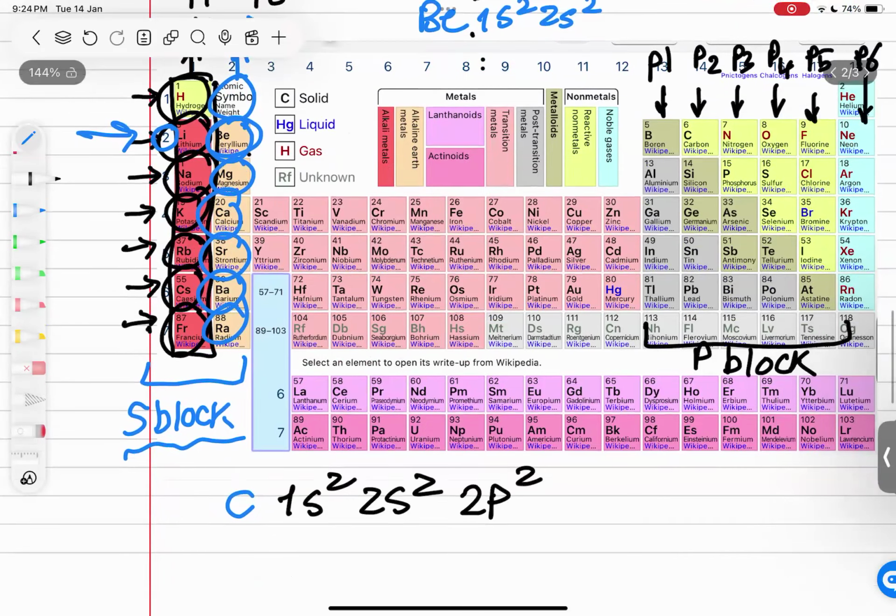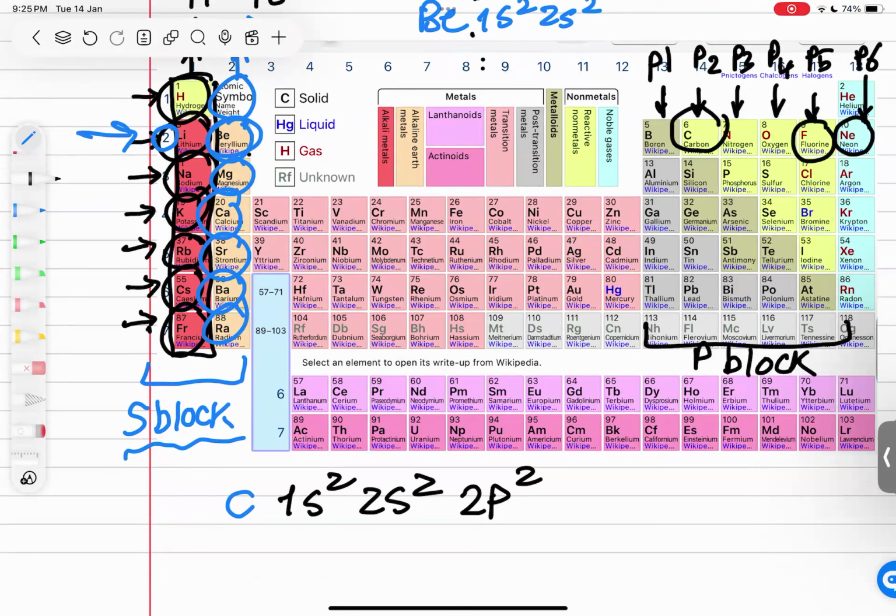Very good. So I know that carbon ends in p2 without doing the whole configuration, because it's in group number 4. Anything that ends in group number 5 will end with p5. Any noble gas will end with p6. Okay, very good. So I can just use the periodic table to make the configuration.